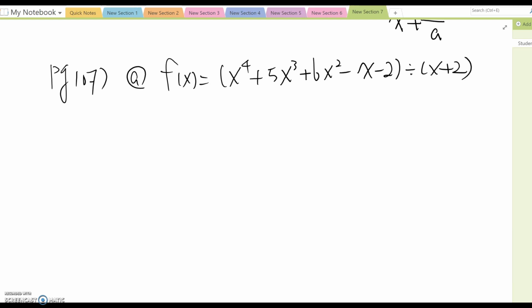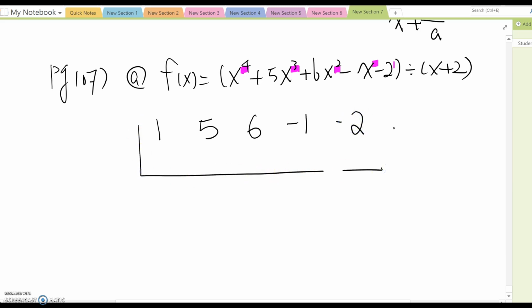Let me double check here. 4th degree, third, square, single number. In this case, we have every term, and we only take out their coefficients. So we take 1, 5, 6, negative 1, negative 2. Make an L shape, please. And as we discussed before, for the divisor we take the opposite of this number, which is negative 2.